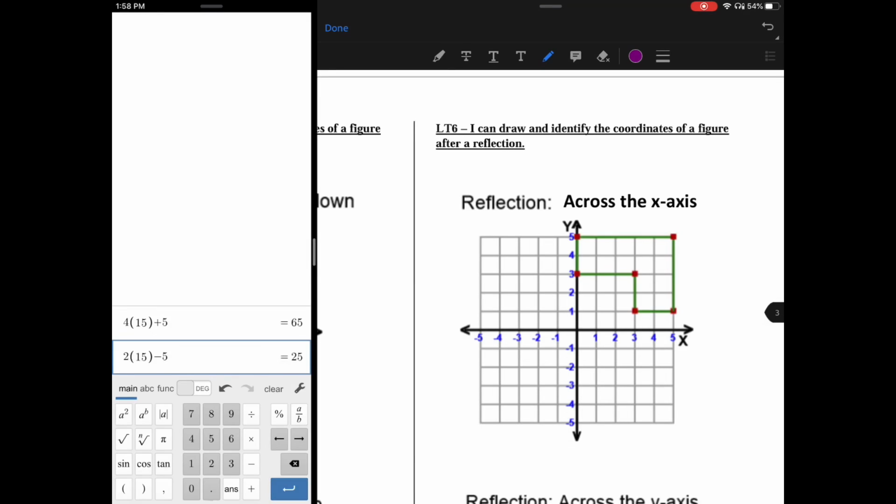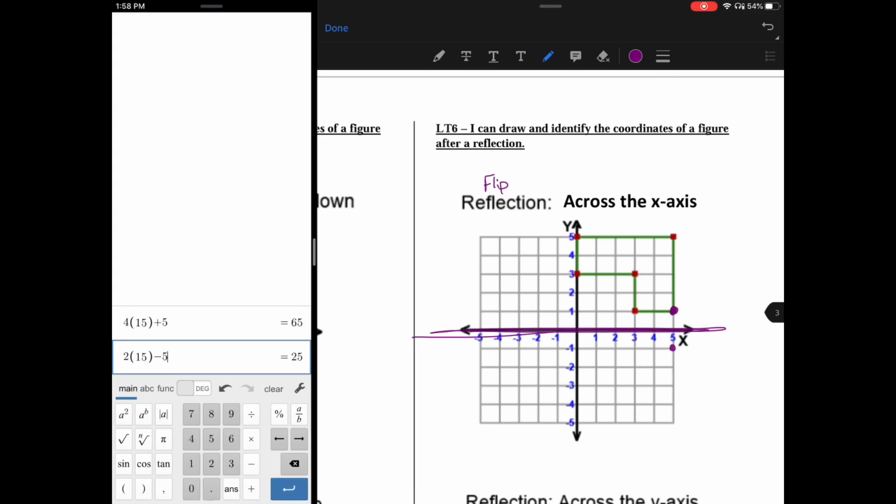My next learning target asks me to reflect. So remember, a reflection is like when you're looking in the mirror and you flip. So if we're flipping across the x-axis, that's this horizontal one right here, what we need to do is we just take our points and we count how many away they are from the x-axis and do that in the opposite direction. So if we start at this point right here, at the bottom right, it's 1 away from the x-axis, so we'll go 1 in the opposite direction.